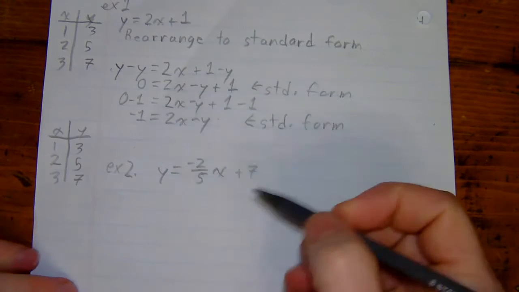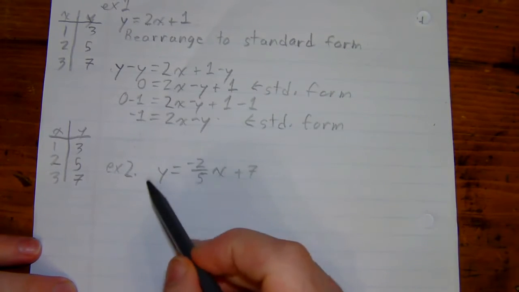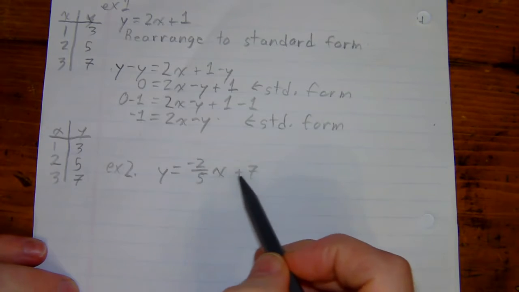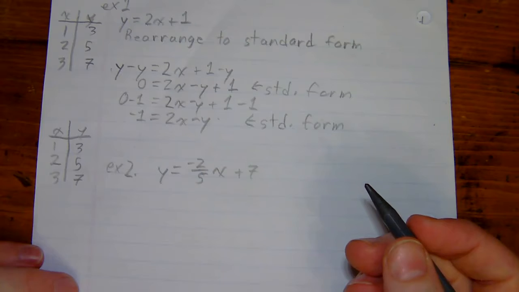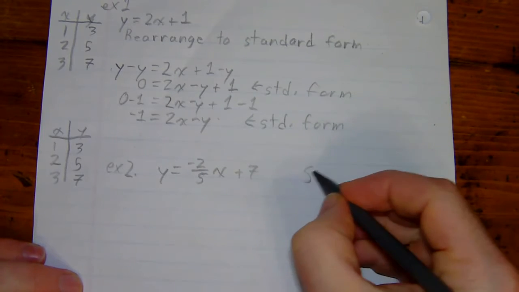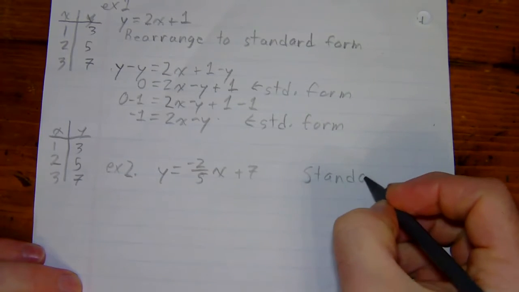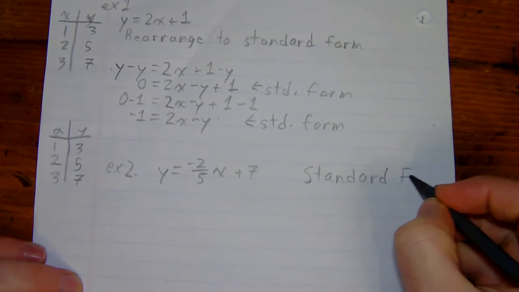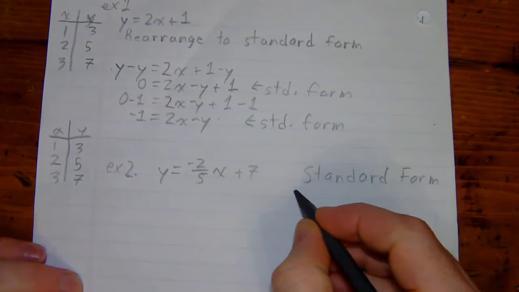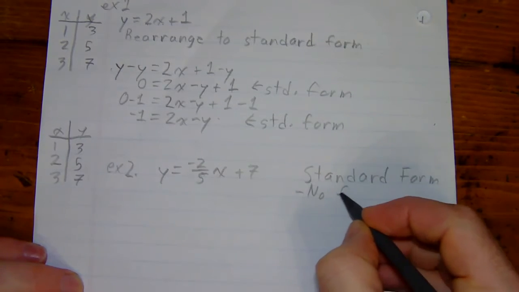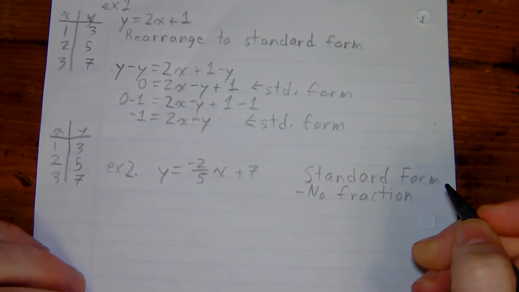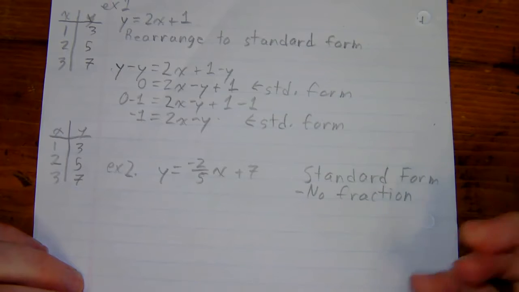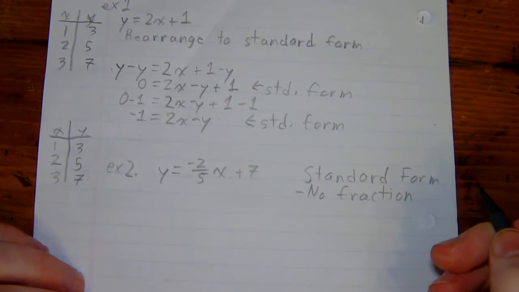Okay, welcome back. Continuing on from the previous one, here we have y equals negative 2/5 x plus 7, and we want to put this into standard form. So standard form has a few rules. The first rule is no fractions. We don't allow any fractions anywhere in the equation in standard form. So if it's got fractions, it is not in standard form.